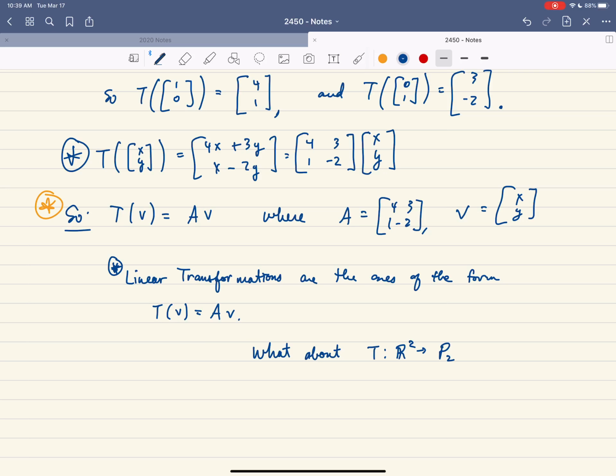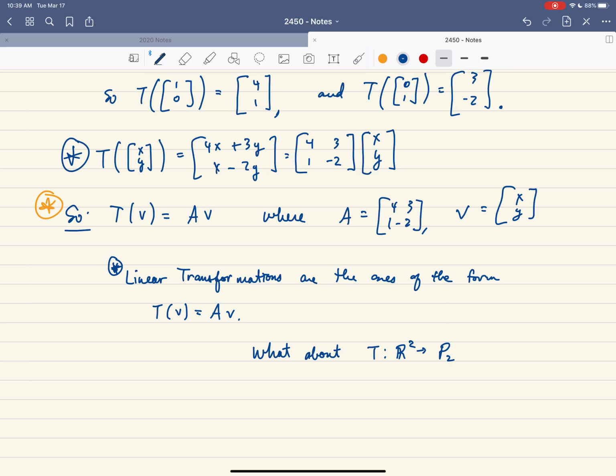Okay, so what we need to do is talk about some related topics such as change of basis, and there's a lot of material here that's going to flesh out this whole picture. But what I've said is morally true, right? Linear transformations are exactly the ones that have a matrix attached.